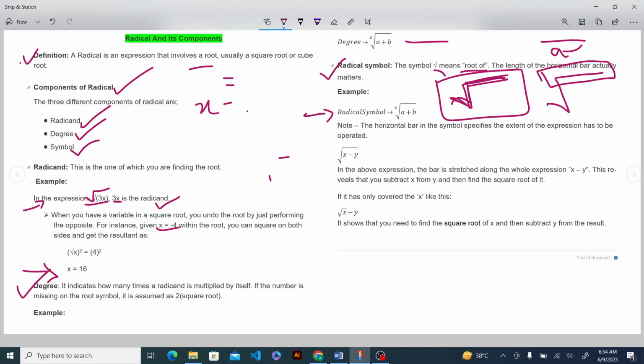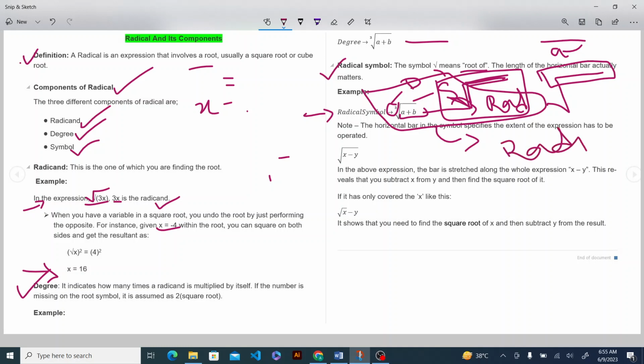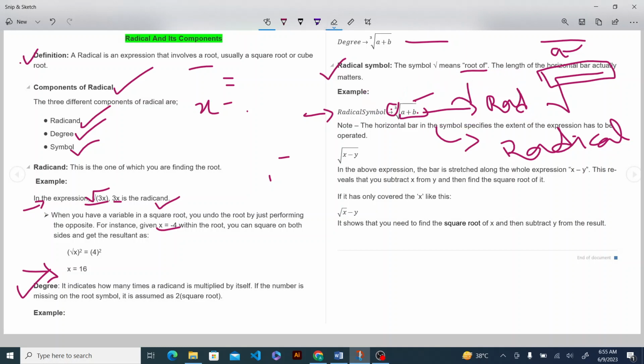We are given this example, a plus b whole cube. So this 3 is the degree, this a plus b is the radicand, and this is the symbol. Under this, root of is the symbol, and this whole thing in which radicand, degree and symbol are involved is called a radical, because in this radical all three components are given: degree, symbol and radicand.